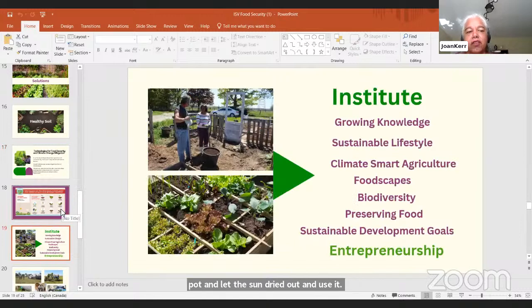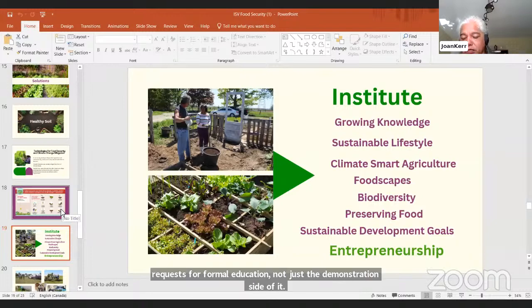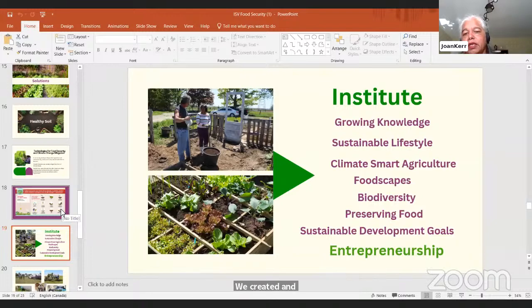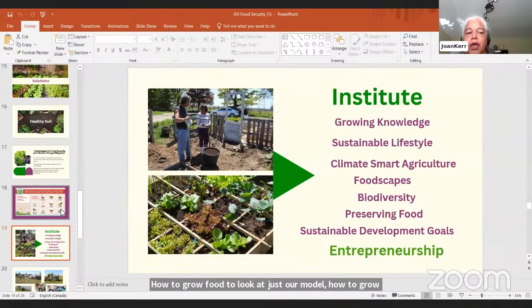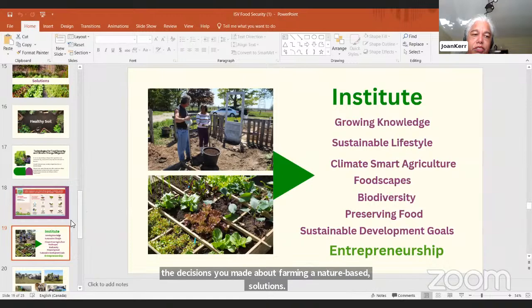So out of all of that, because there were so many requests for formal education, not just the demonstration side of it, we created, and it will be launched in 2024, an institute to look at just our model, how to grow food, sustainable lifestyle, climate smart agriculture, biodiversity, because there's a real connection between the decisions you make about farming and nature-based solutions. And so that will be launched next year.